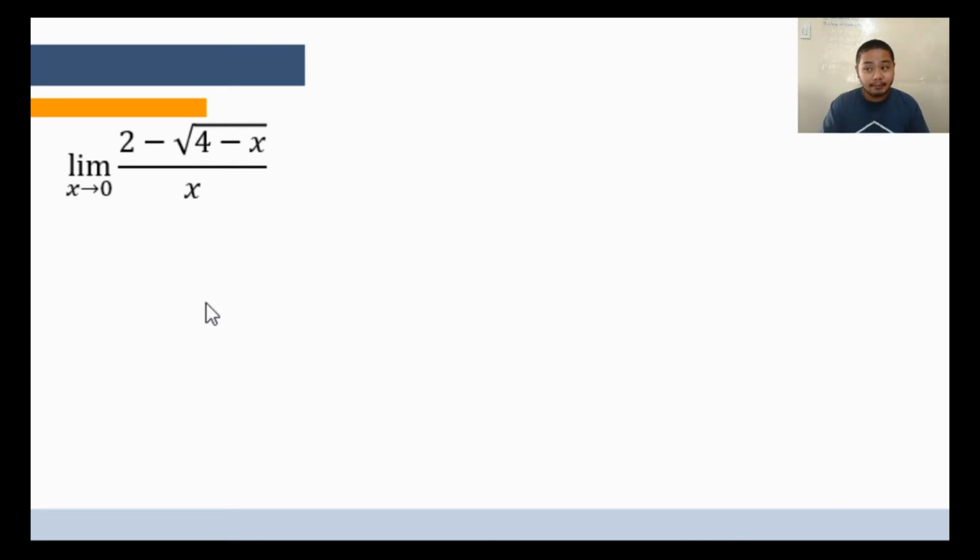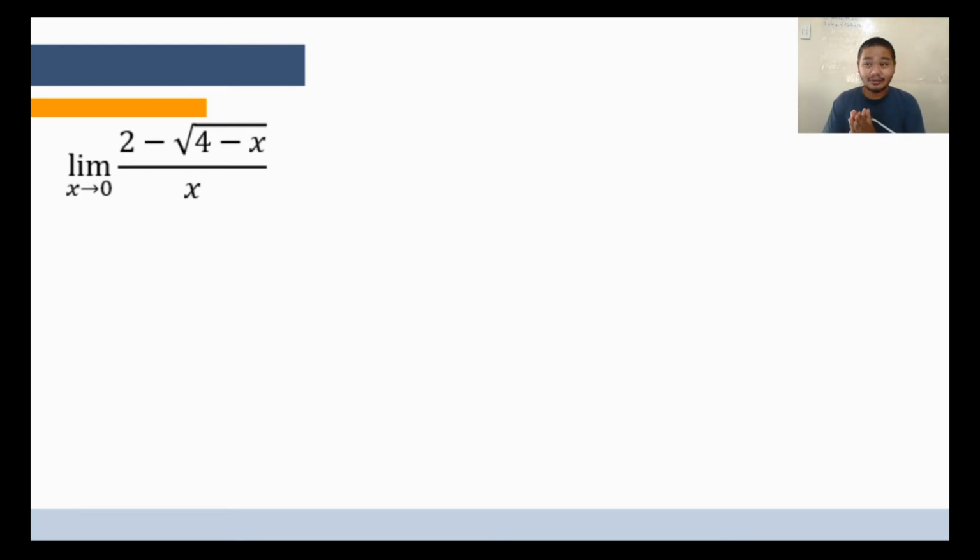So, yung denominator natin, obvious na 0 na yan. How about yung sa taas? 2 minus, syempre ito 0 na yan. 2 minus the square root of 4, di ba yung square root ng 4 ay 2 rin? So, 2 minus 2, that would be 0. So, ibig sabihin, 0 over 0 din ito. So, ano yung gagawin natin dito?